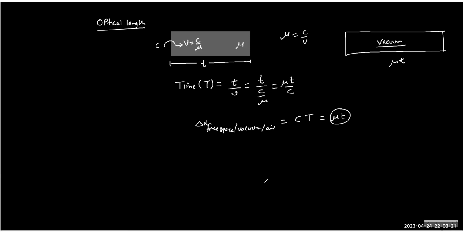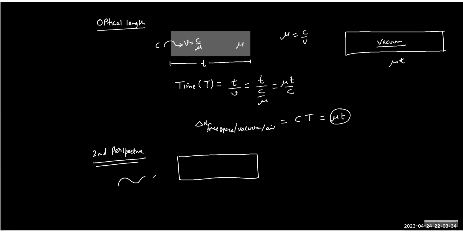Okay. So the other way of thinking, the second perspective, is: if we have a wave of wavelength lambda naught in air or vacuum, the moment you enter a medium of refractive index mu, what is the new wavelength? Will it shrink or will it expand?